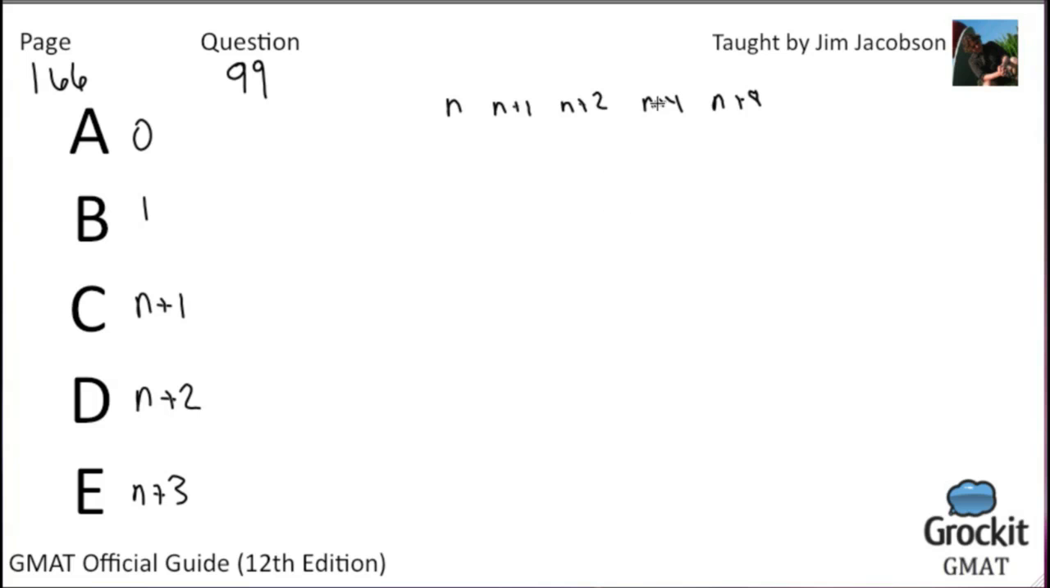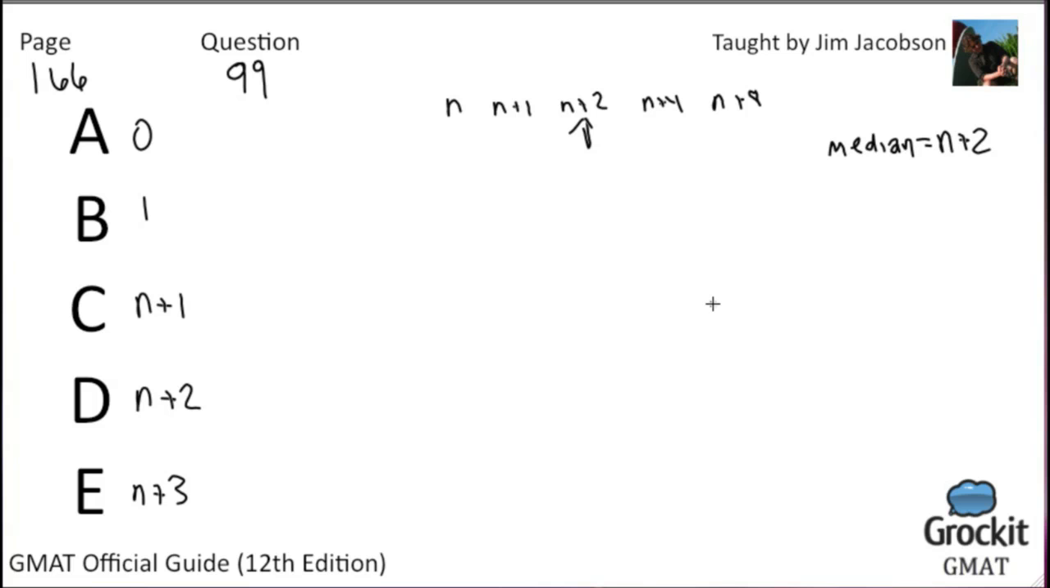And we're trying to determine the mean and the median. Remember, the median is just the middle number when you have an odd number of numbers. And in this particular case, we do have an odd number of numbers: 1, 2, 3, 4, 5 numbers. So n plus 2 is the median. That's the middle one. Median equals n plus 2.